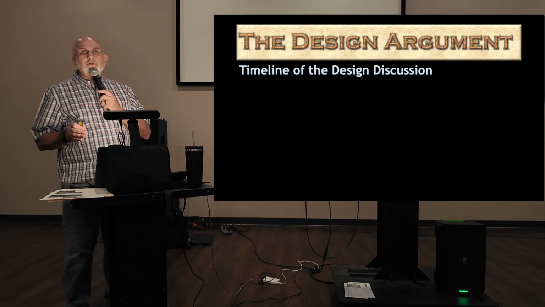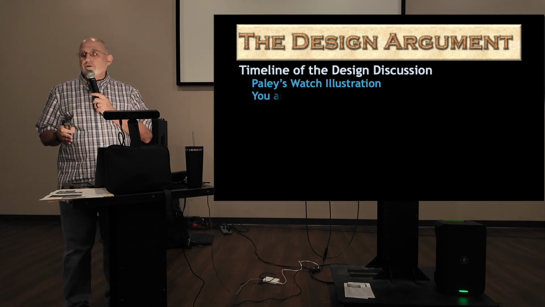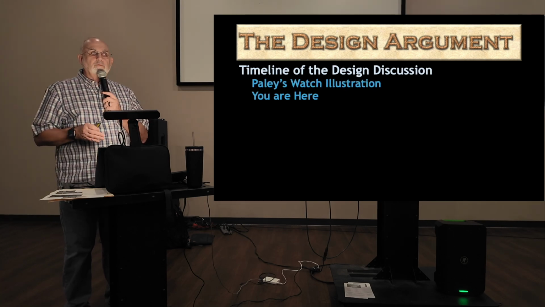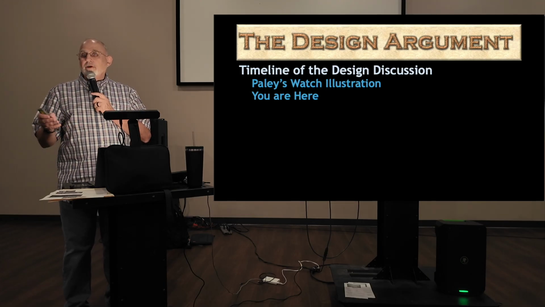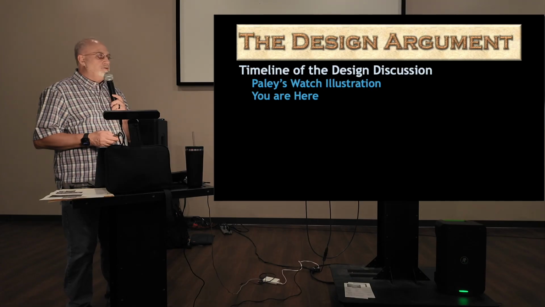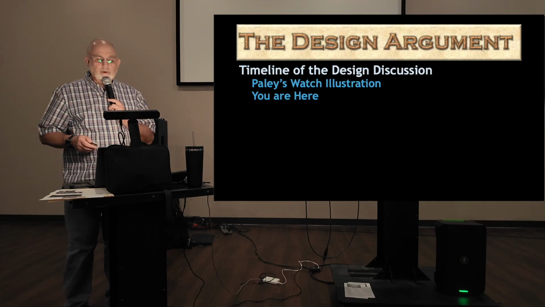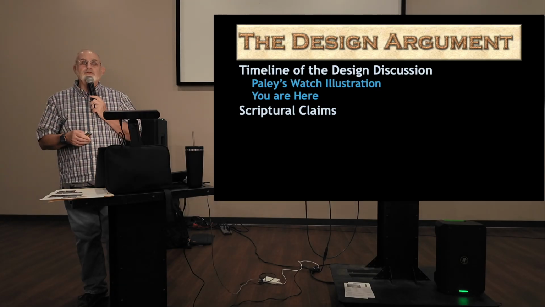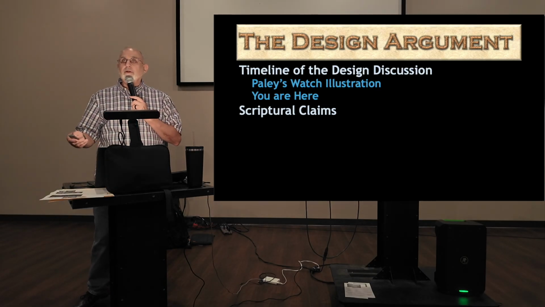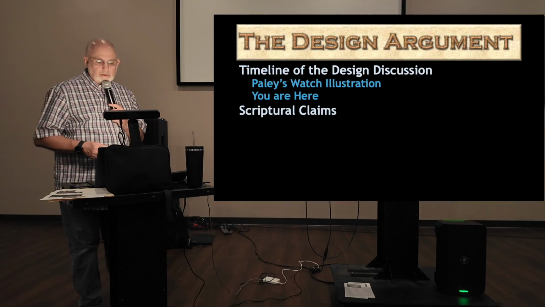There's a critical point in that timeline, and that's Paley's watch. And some of you have heard of that. We'll cover what that argument was and then kind of show where you are on that timeline. Then we're going to go into some scriptural claims. We'll talk about what the scripture says about God as the designer and what it shows about his designed product. And we'll look at that as well.